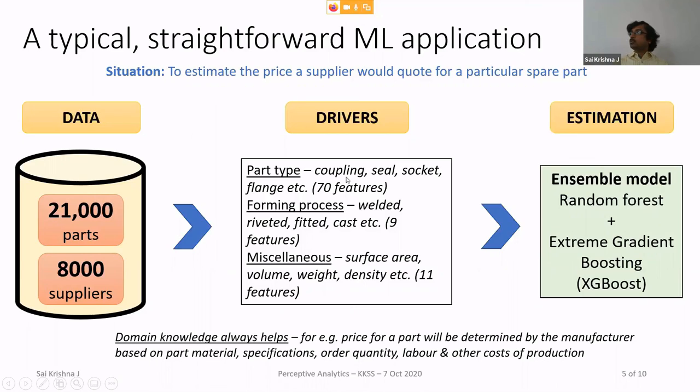So what we typically do is a one-hot encoding, right? We convert this into a binary variable. So in my data set, I will have one column for coupling, one column for seal, one column for socket, and under each of these columns, I will have a value of either 1 or 0. If it is a coupling, then under the coupling column it will be 1, and for seal and socket, it will be 0. If it is a seal, then for coupling and socket it will be 0, and for seal it will be 1, like that. So these features we were able to use directly since we did not have the labor and other costs of production.